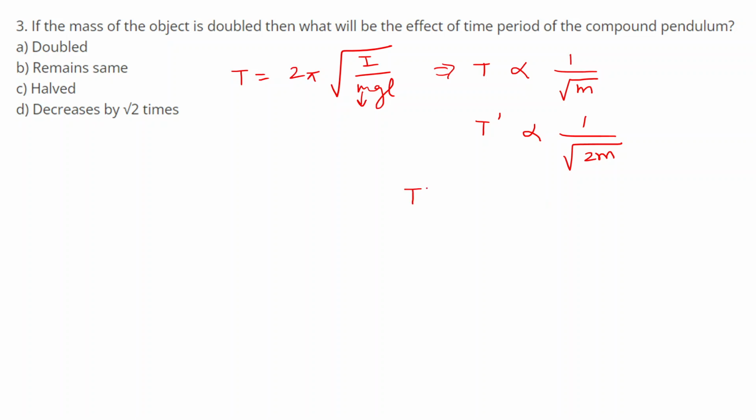What we see here is T prime has this 1 over root 2 factor with 1 over root m, and anyway this was the time period of the earlier case. So this new time period will reduce by 1 over root 2 factor. This is the correct answer.